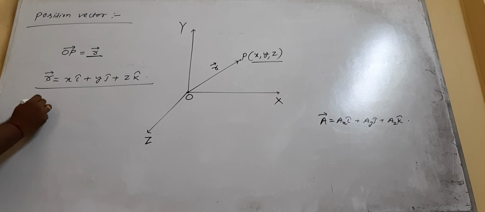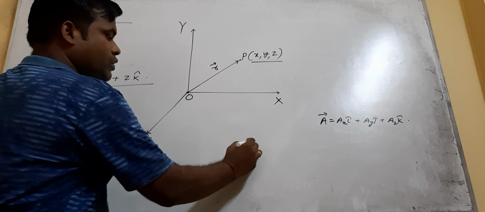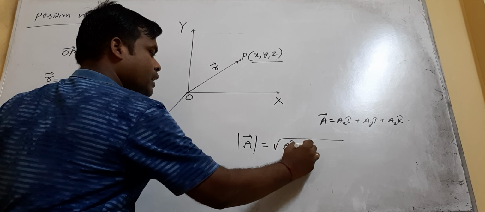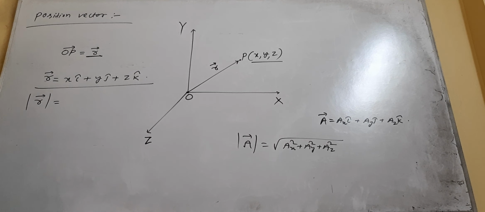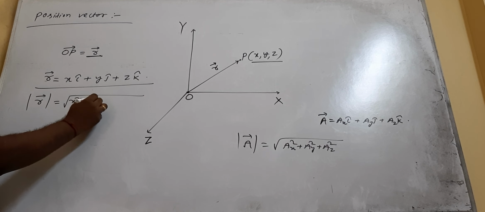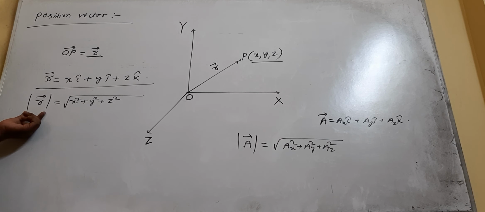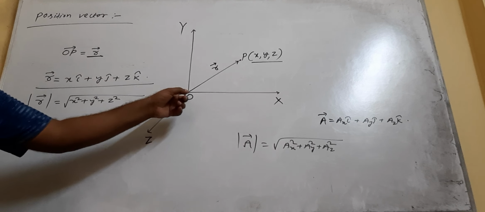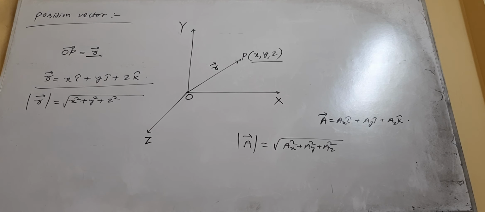Now what is the magnitude? You know a vector's magnitude is equal to root over of ax square plus ay square plus az square. Similarly, the R vector magnitude is root over of x square plus y square plus z square. So this is the length of OP, the straight line distance between O and P.